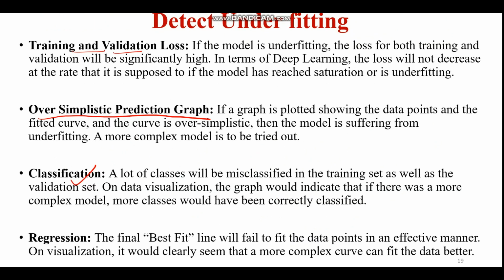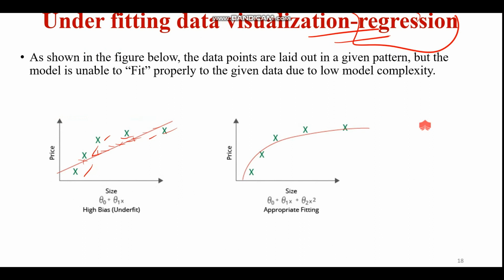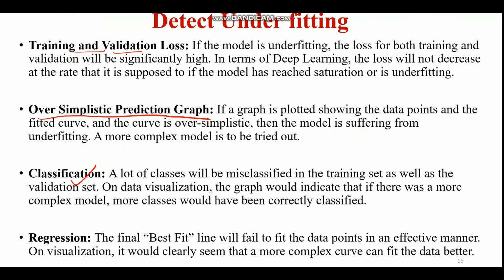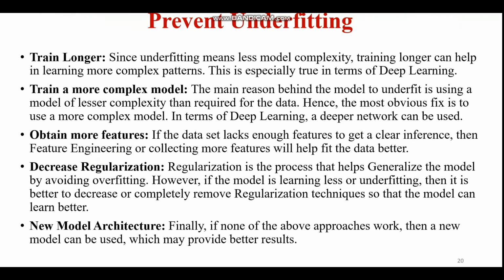So that is explained over here, that a lot of classes will be misclassified in the training set as well as in the validation set. And in the case of regression, the best fit line will fail to fit the data points effectively, as we can see in this diagram. Fine. So in this diagram we can see the points are not actually being fitted on the line. And how can we prevent the problem of underfitting? This is very important to understand.